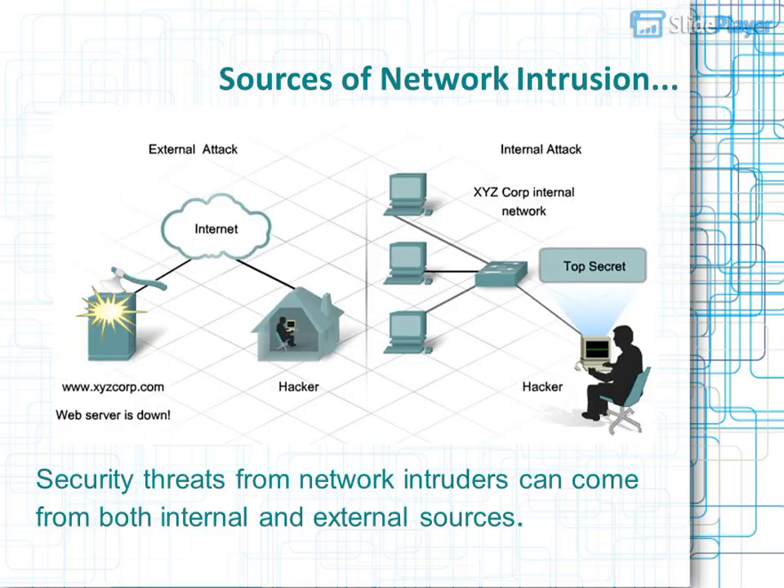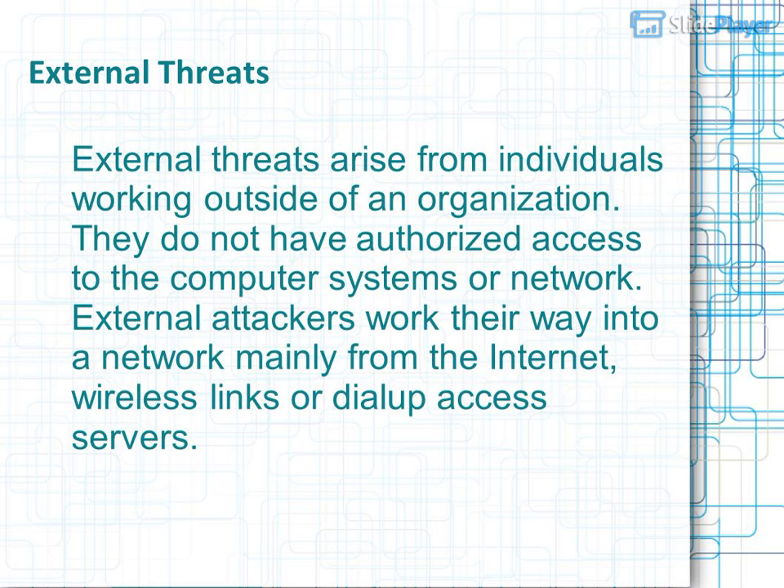Sources of network intrusion. Security threats from network intruders can come from both internal and external sources. External threats. External threats arise from individuals working outside of an organization. They do not have authorized access to the computer systems or network. External attackers work their way into a network mainly from the internet, wireless links, or dial-up access servers.